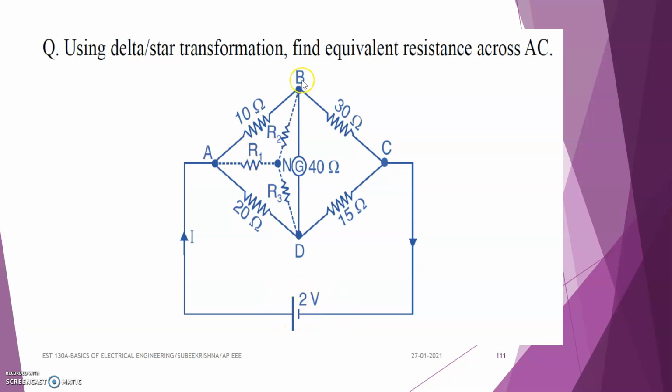And we should convert this delta. This is a delta network and this is also a delta network. So we are going to convert any one of these delta networks into the corresponding star for simplifying the circuit in an easier way. So firstly, we are going to take this delta connected network and convert it into a star network.